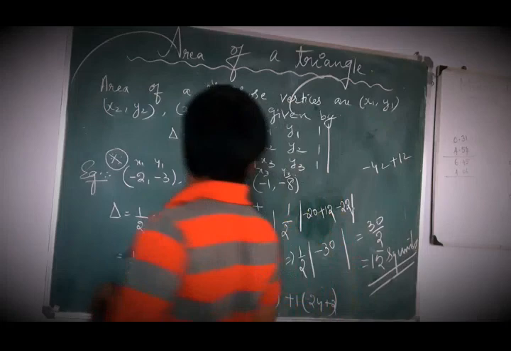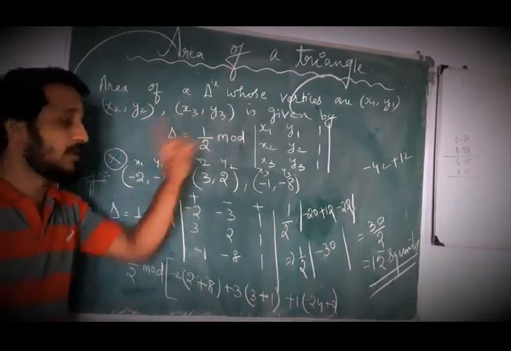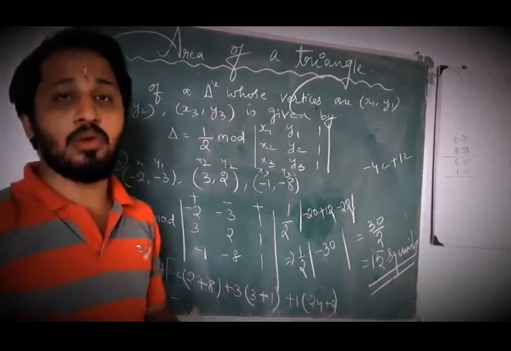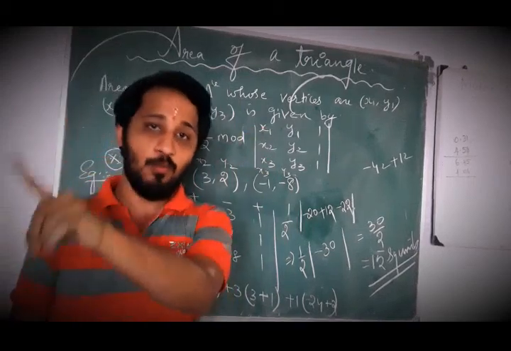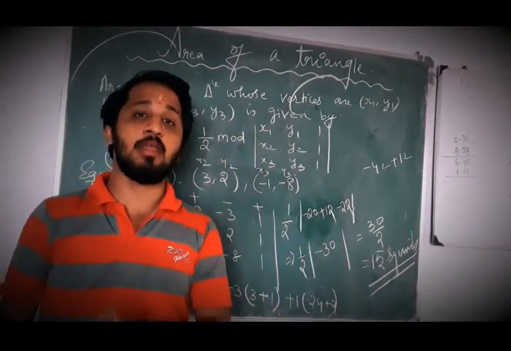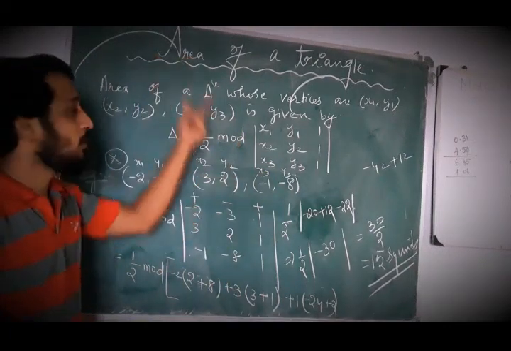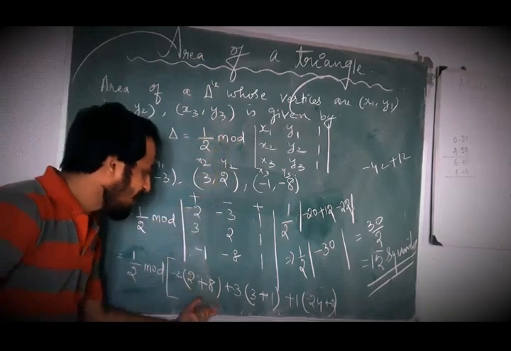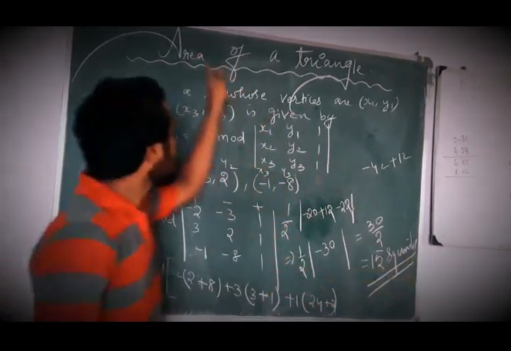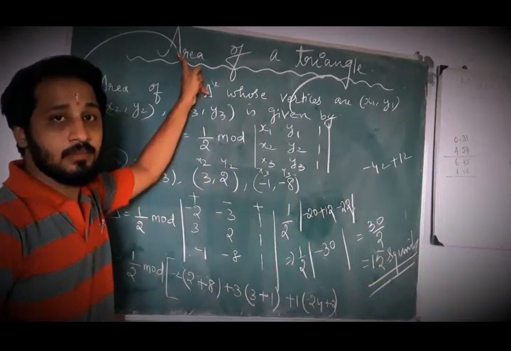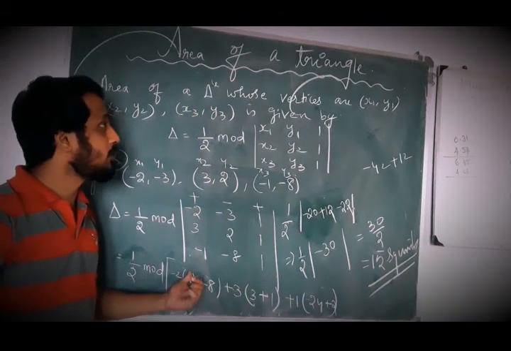The area of the triangle whose vertices are (x1, y1), (x2, y2), (x3, y3) is given by delta equal to half into the modulus of the determinant with rows x1, y1, 1; x2, y2, 1; x3, y3, 1. Why did the modulus come? Since area cannot be negative, that's why the modulus came. After finding the answer, you have to write square units, because we are finding an area. Is it clear? Just go through this very important concept, the area of the triangle.